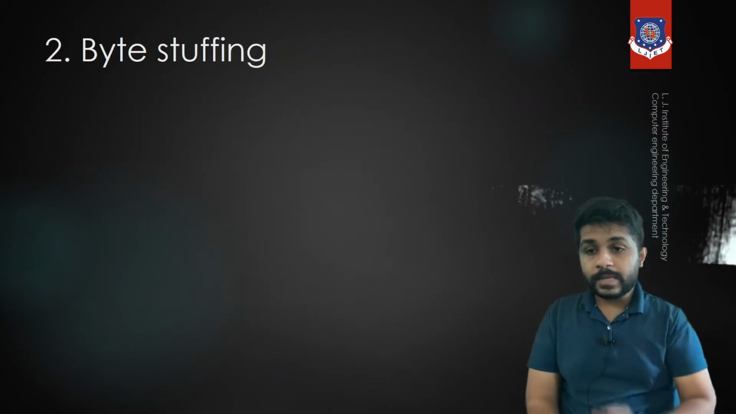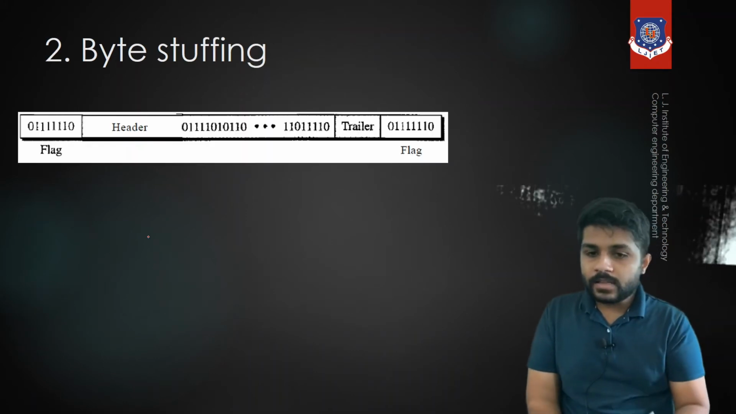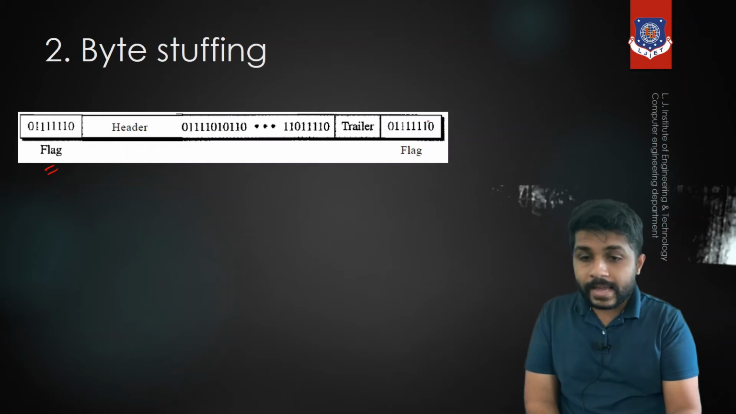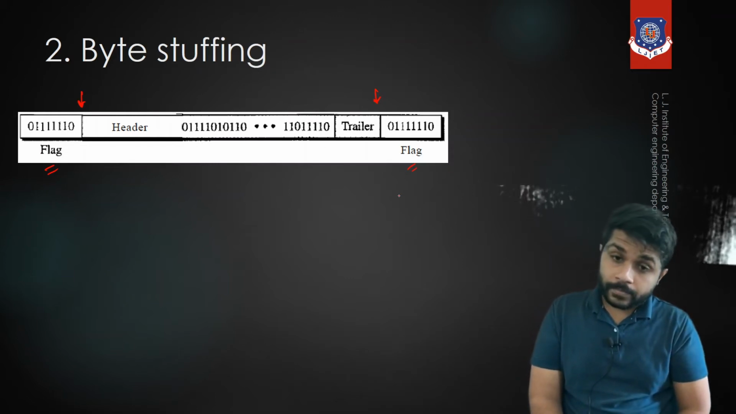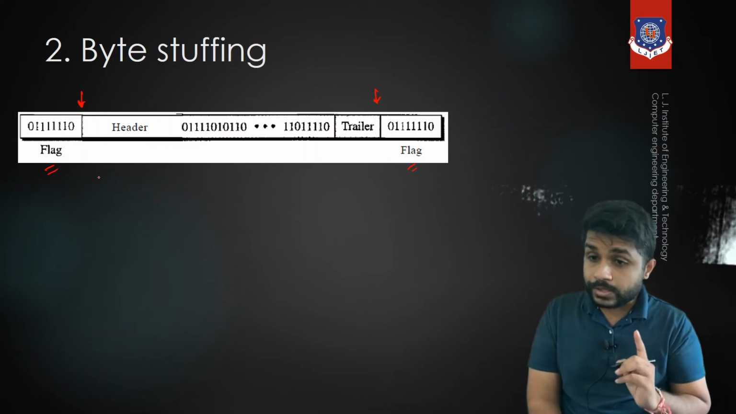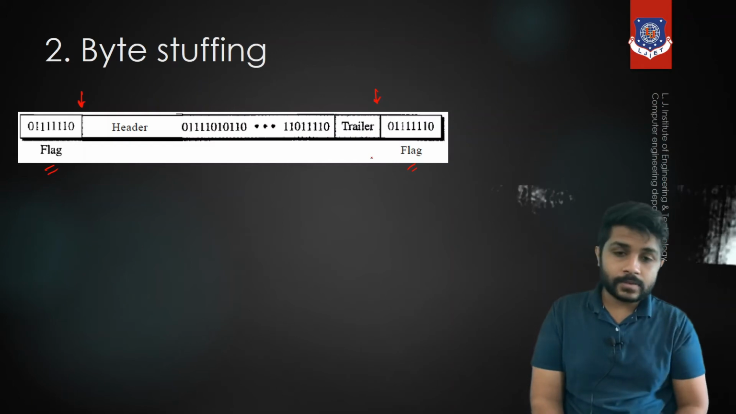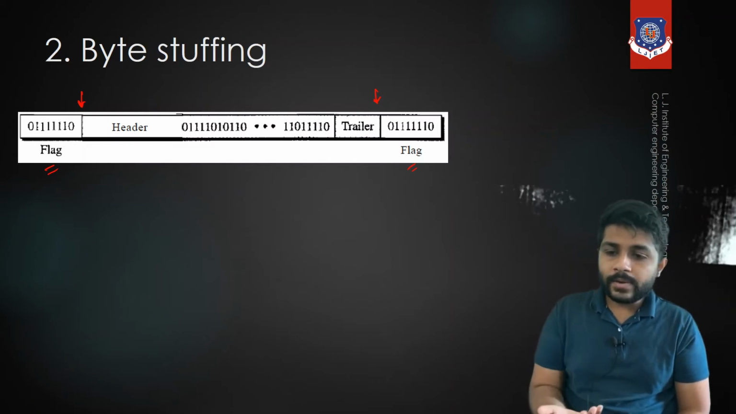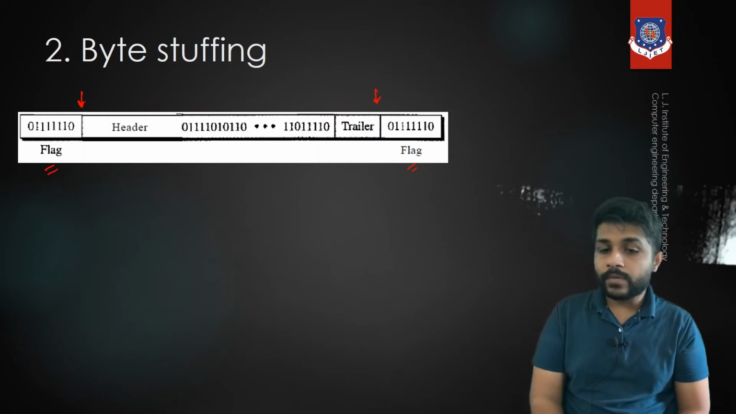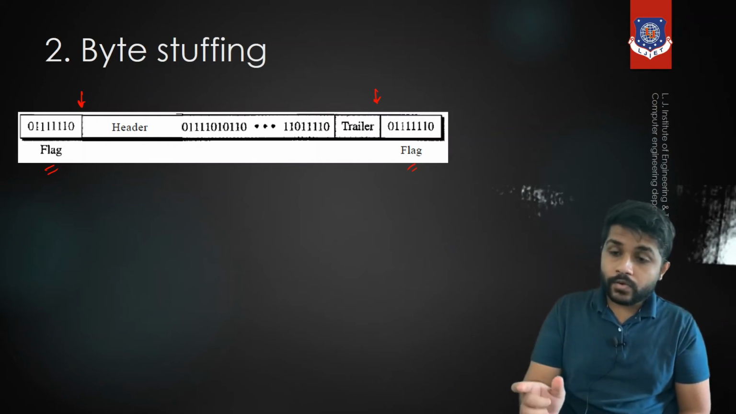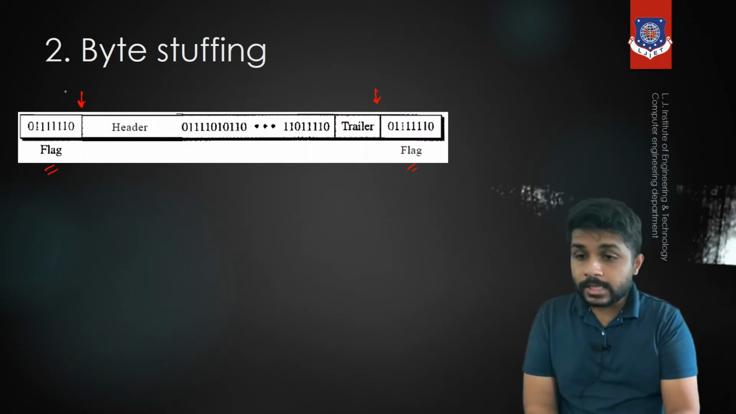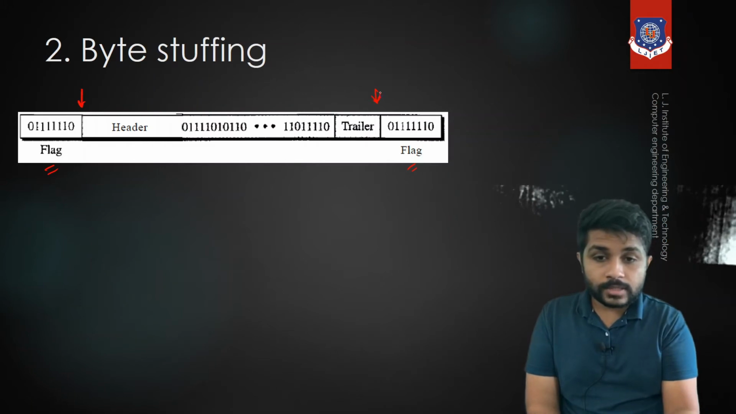Now let's see the next method, which is byte stuffing. In byte stuffing, we will add a flag at the starting and the ending of the frame. So you can see that the flag is added at the starting and the ending of the frame. The pattern of the flag is also fixed, which is 0111 1110. Now what is the advantage of adding a flag at the starting and the ending of the frame? From the flag 0111 1110, the receiver knows that this is the starting of the frame, and from 0111 1110 it knows that this is the ending of the frame.